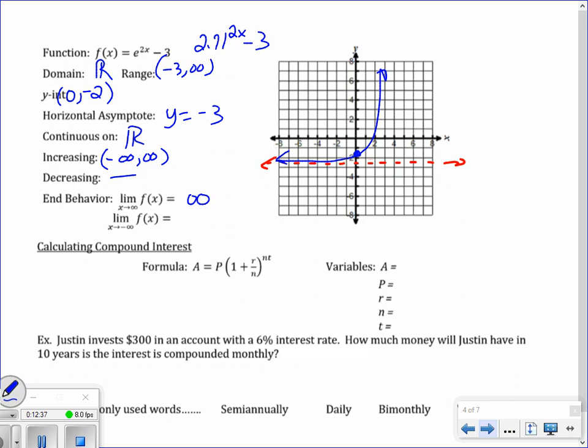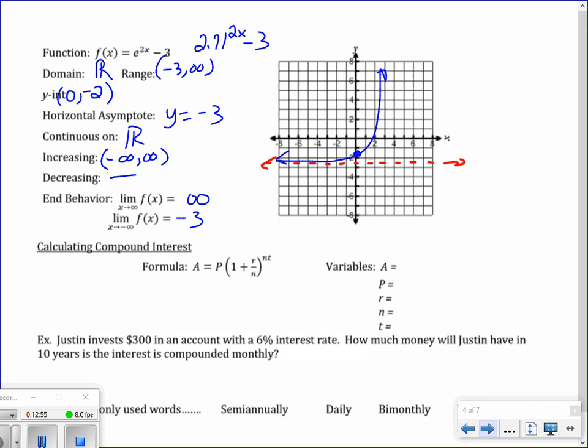On the left, it's coming down and staying right above negative 3. All right. So the last part of this little section has to do with some formulas, and you do not have to memorize these formulas. I will give them to you or let you put them on a note card or something, but you have to know what all the letters mean.